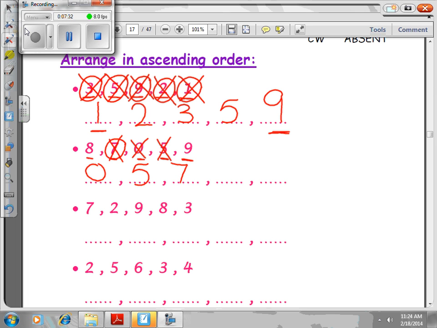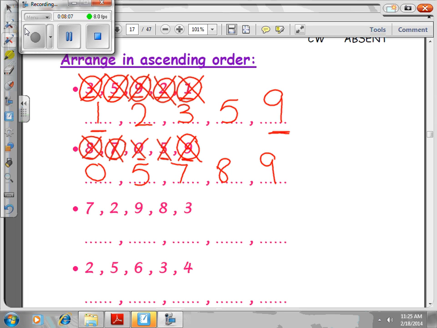We have here 8 and 9. Which is smaller, 8 or 9? Yes, 8 is smaller than 9. So I will write down 8 and cross 8. And what's the missing number here? Yes, it's number 9. Number 9 is missing, which is the biggest number. So I'll write it down and cross 9.